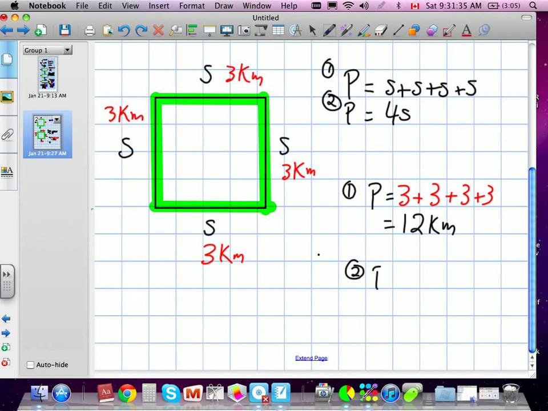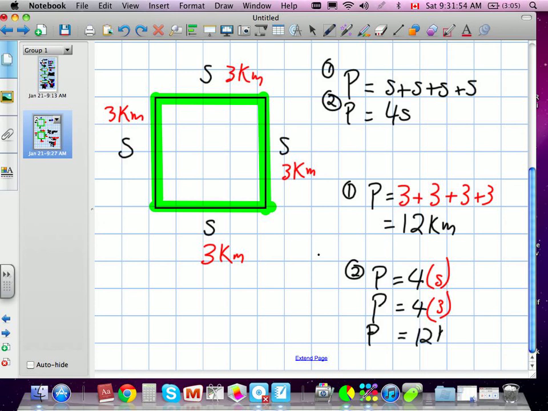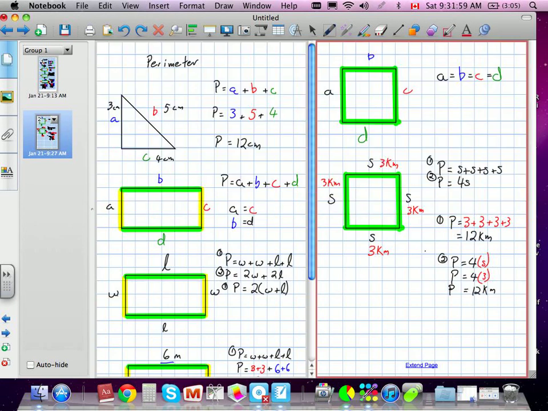Okay, formula 2. Perimeter is equal to 4 times S. So we're going to replace S with the number 3. So we get P is equal to 4 times 3. What will we get? Yeah. Nice fast way of doing it, eh? Yeah, that one worked out quite quickly. 12 kilometers. So that's what we've done so far. All of that.